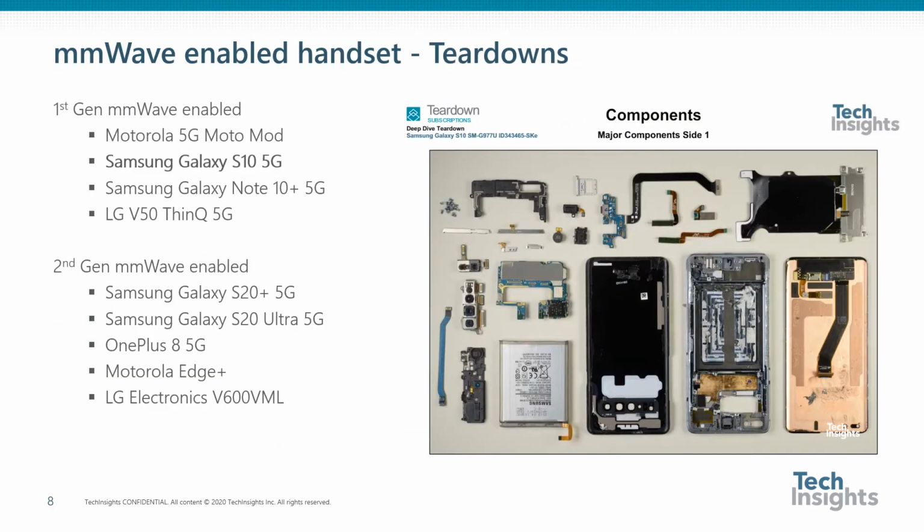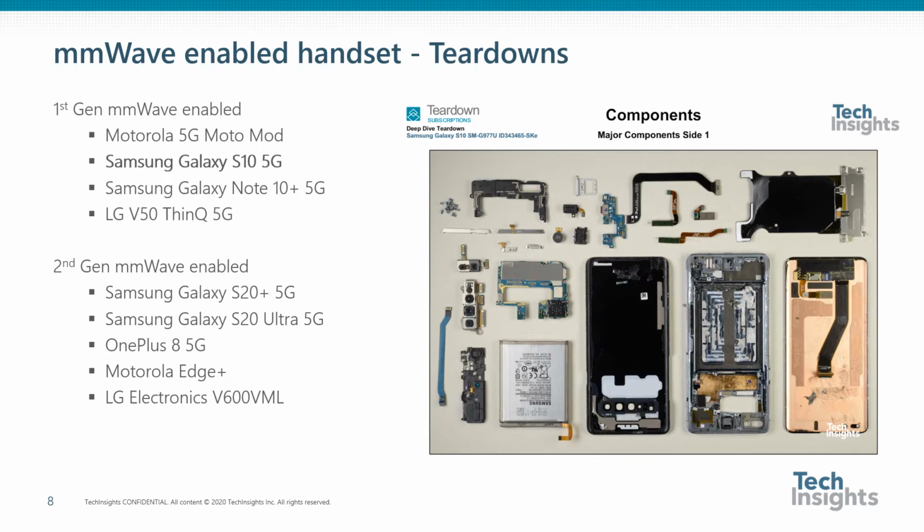TechInsights has torn down several millimeter wave enabled handsets. These first handsets are what I'm calling the first gen millimeter wave handsets, as they were the first ones out and they used the first generation of millimeter wave transceiver technology, namely the Qualcomm QTM052 millimeter wave antenna module. The second generation millimeter wave enabled handsets use the Qualcomm QTM525, which is Qualcomm's second gen solution. Both of these antenna modules can accommodate N260 and N261 frequency ranges.